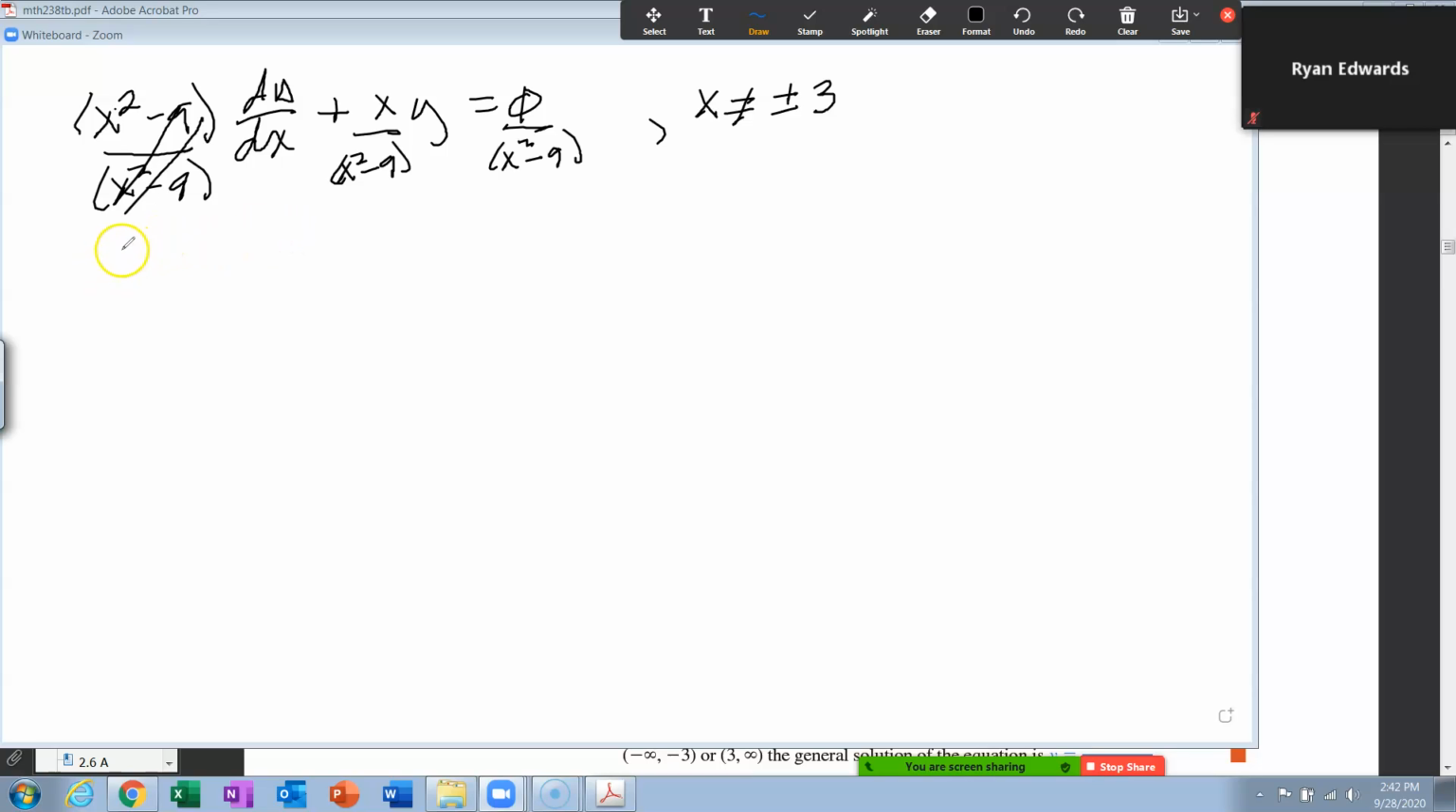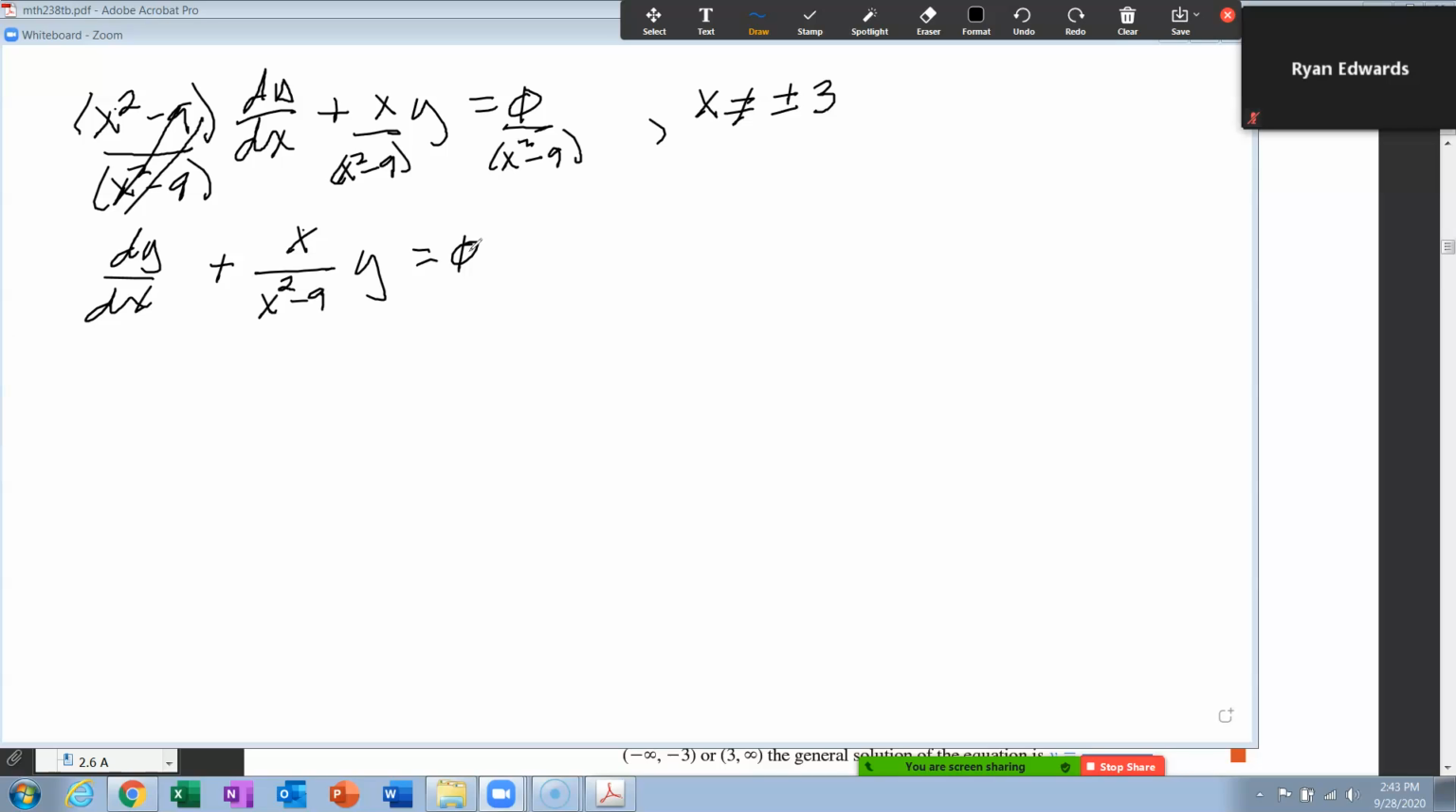So let's rewrite our equation. dy dx plus x over x squared minus 9 times y is equal to 0. Not an initial value problem, so we don't have anything there.